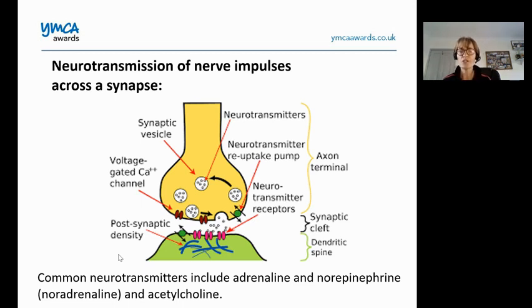So I wouldn't worry too much about some of the terminology here, but the space in the middle is called a synapse. So the area before is going to be presynaptic, and the other bit is your postsynapse. So the synapse is the space, the presynaptic end is the yellow, the postsynaptic end is the receptor site.